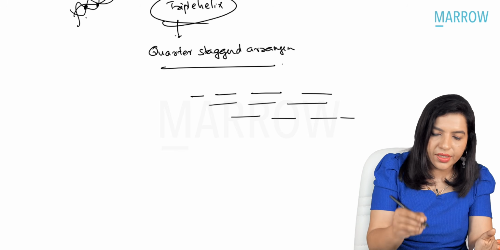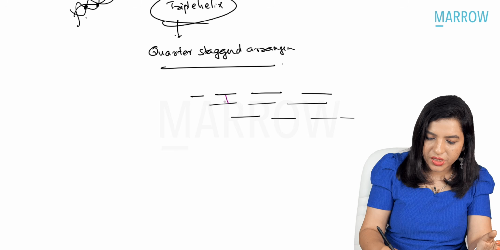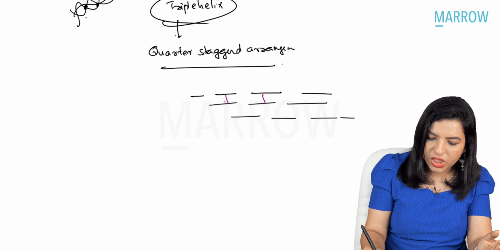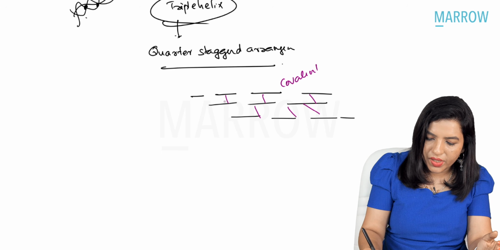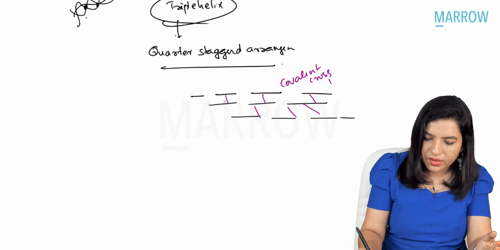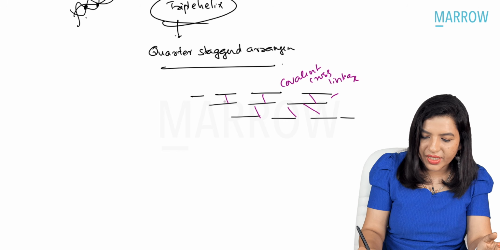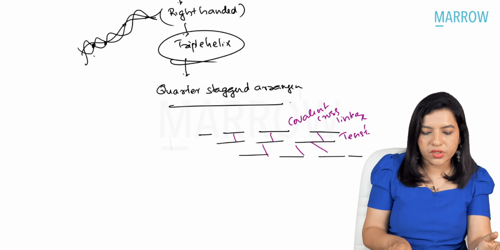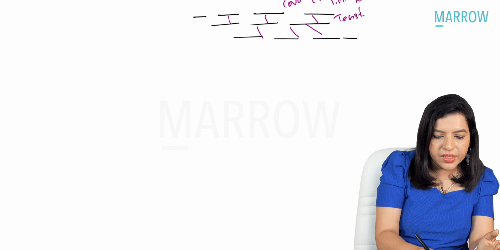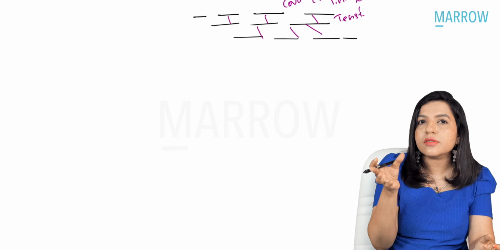And in the quarter staggered arrangement, there is one more feature, that is, there are interchain and intrachain covalent crosslinks. So it is also important for the tensile strength of collagen. Okay, so these are the structural features. Next very important thing is the synthesis of collagen.